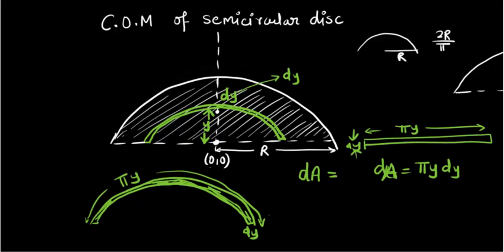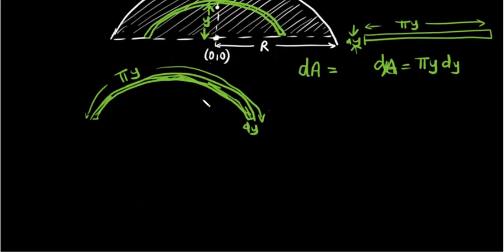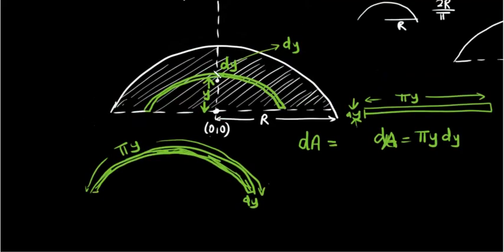So now we will find the mass of this small thickness. To find the mass, we should know the mass distribution. We are assuming this is a uniformly distributed mass. So let's say sigma is the mass distribution for this disc. The mass of this disc is m and the area is a.